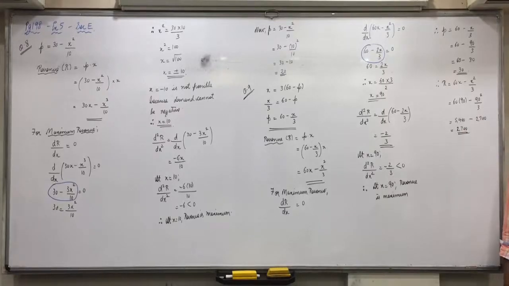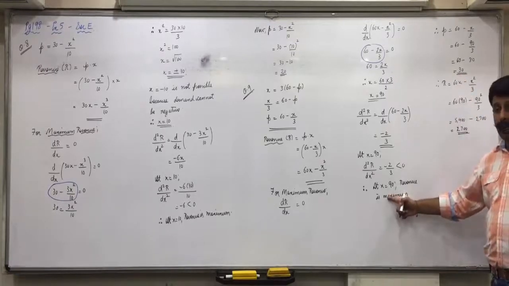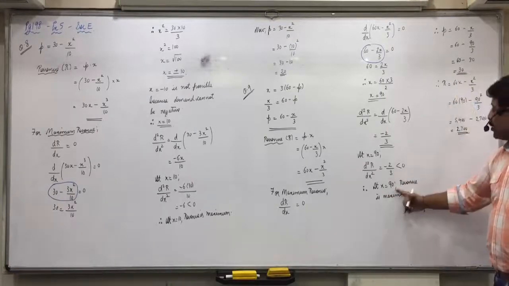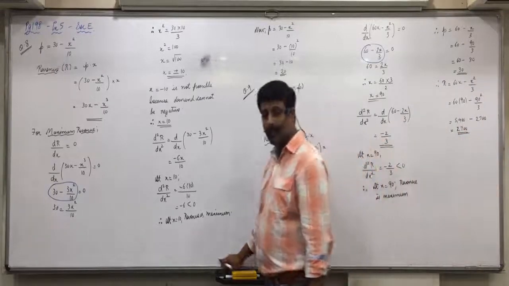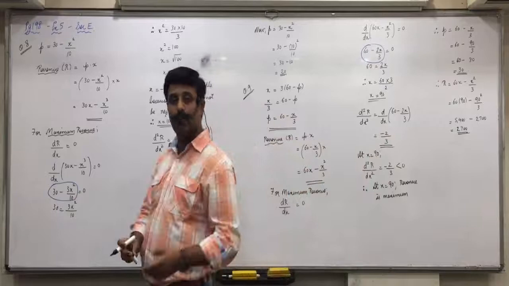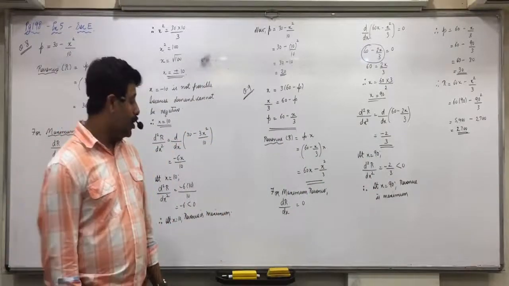This you can cross check. What is the price? 30. What is the demand? 90. So price into demand, 30 into 90, 2700. The maximum revenue would be 2700. Price into demand. Did you understand this, everyone? You mentioned this.